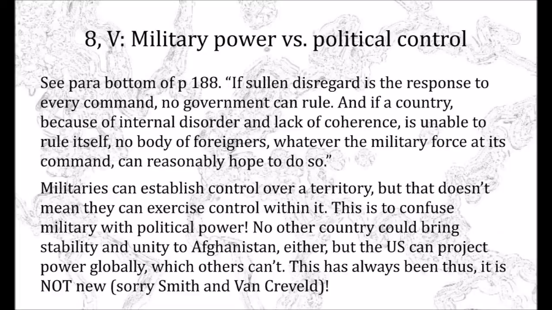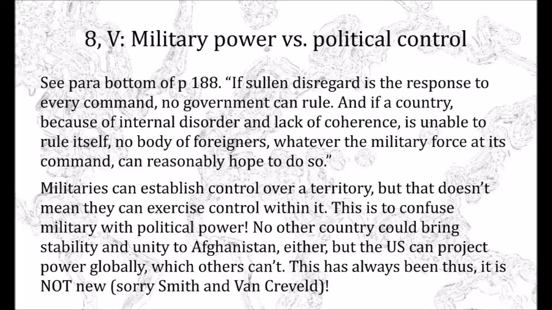Have a look at the paragraph at the bottom of page 188. One part sums it up. If sullen disregard is the response to every command, no government can rule. So if everyone just ignores anything the government says, no amount of force will make a difference. If a country, because of internal disorder and lack of coherence, is unable to rule itself, no body of foreigners, whatever the military force at its command, can reasonably hope to do so. He was thinking about Vietnam, really, but he might as well have been talking about Iraq and Afghanistan.